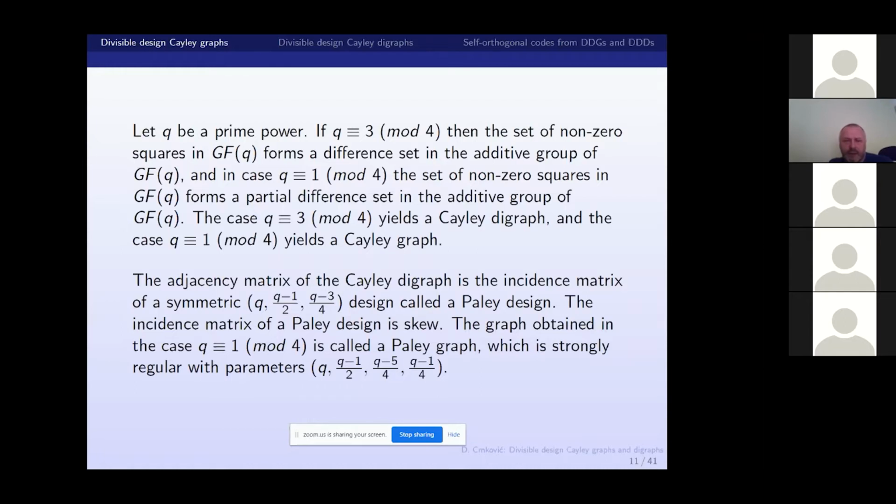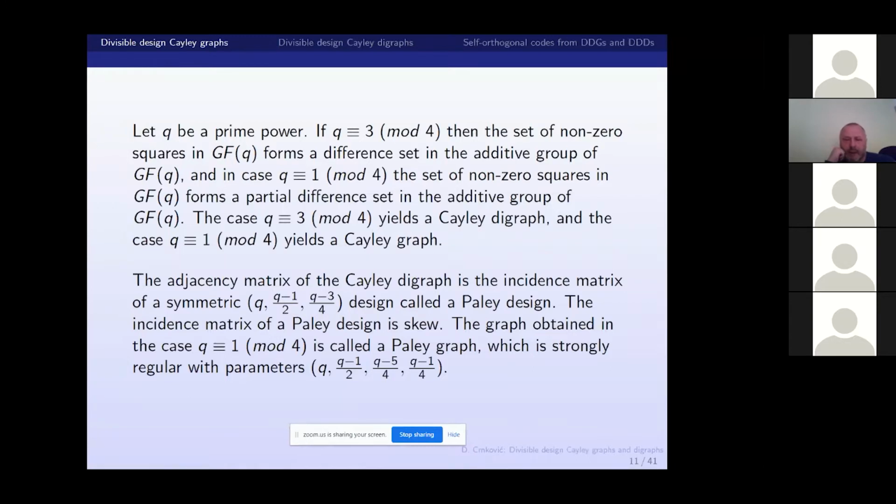Actually, the adjacency matrix of that Cayley digraph, it is well known that this is the incidence matrix of a symmetric design with parameters (q, (q minus 1) over 2, (q minus 3) over 4). And such a design is called the Paley design.